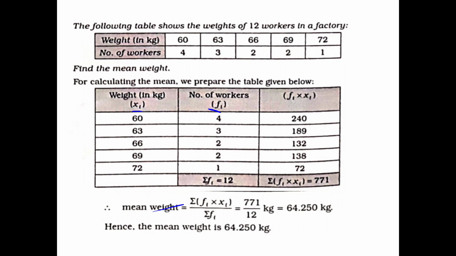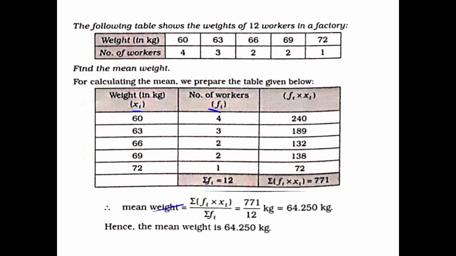60 into 4 is 240. 63 into 3 is 189. 66 into 2 is 132. 69 into 2 is 138. 72 into 1 is 72. Finally we have to add all the numbers of workers, and we'll get the answer 12. That is sigma fi. Then we have to add all the fi into xi. Sigma fi xi, if you are adding, we'll get the answer 771.